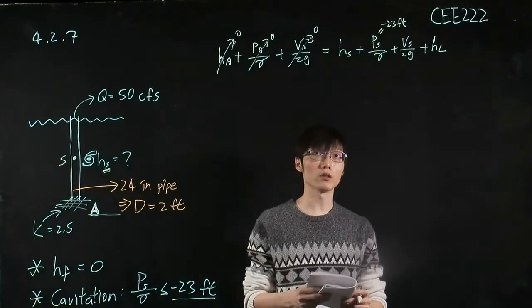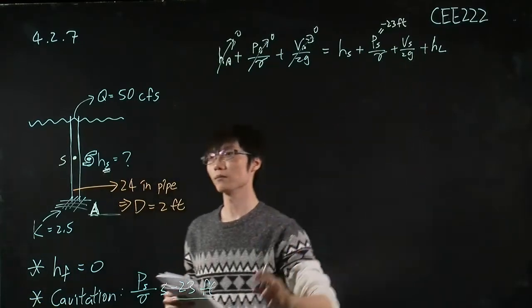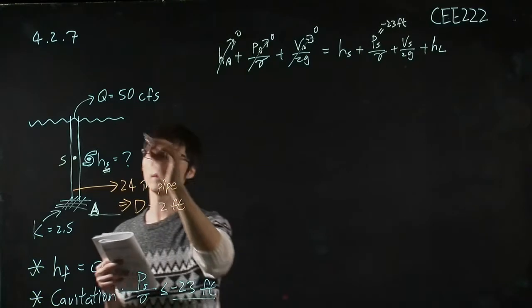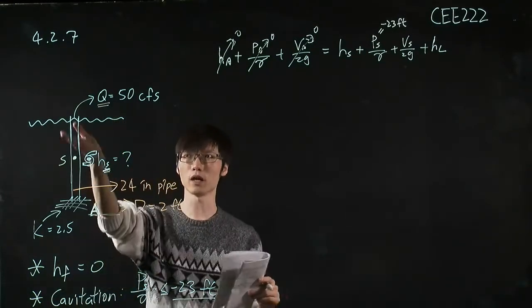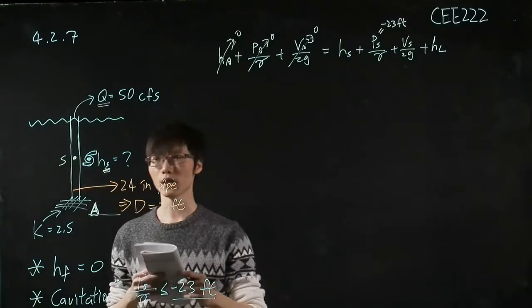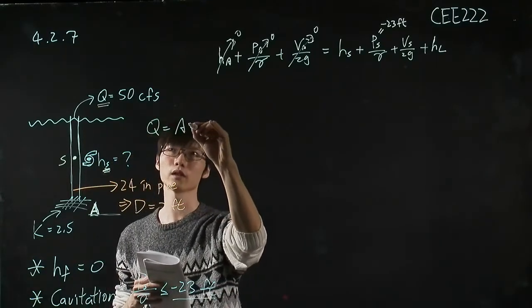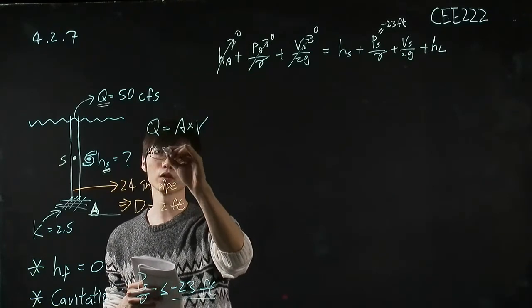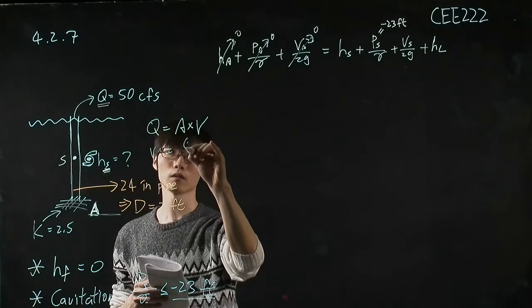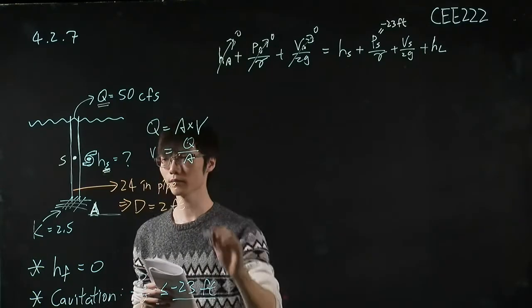So what else do we not know? The velocity term. Okay, the velocity term, we can also solve by the desired flow rate that we want to pump through this pipe. And we know that the flow rate is equal to the area times the velocity. So we can solve the velocity by flow rate divided by area.